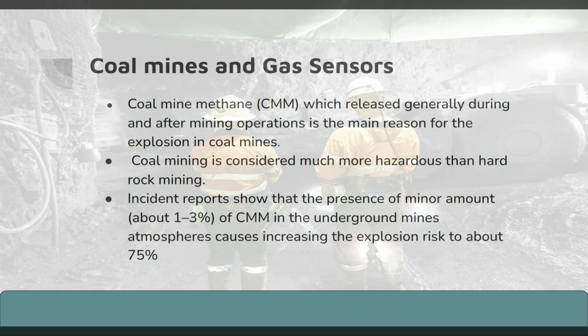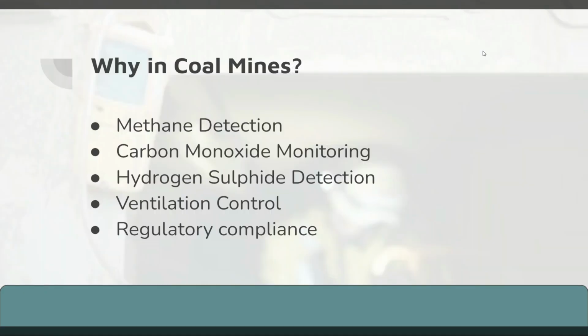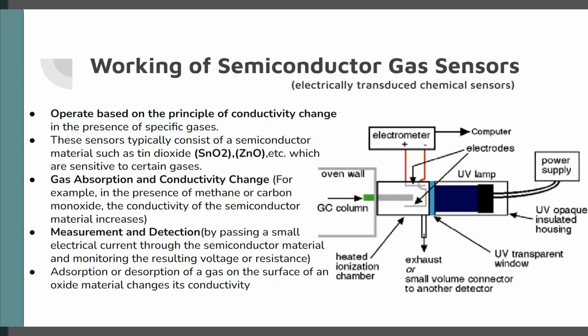In coal mines, there is very little ventilation and temperatures are very different, so the gas sensor has to undergo a very typical and difficult situation. So why gas sensors in coal mines? They are used for the detection of methane, monitoring carbon monoxide levels, hydrogen sulfide detection, and also to control the ventilation. In coal mines, we use semiconductor gas sensors.